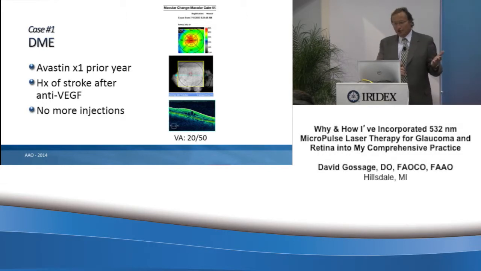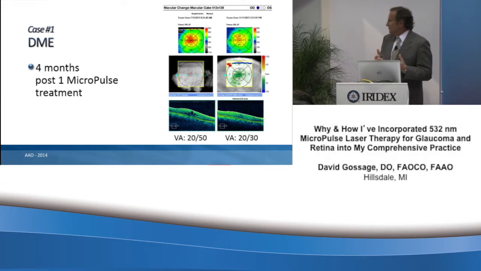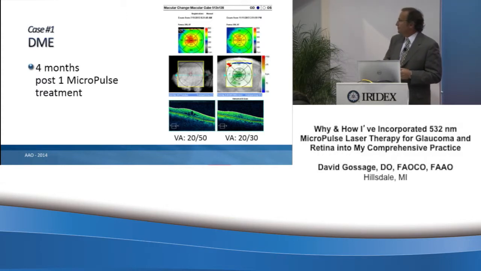So we went ahead and treated them, and this is 4 months post-treatment. Visual acuity improved from 20/50 to 20/30. We see some nice resolution centrally of their macular edema. So in this case, this worked out very well for them in the sense that we can reduce their edema and improve their vision without increasing their risk for stroke.